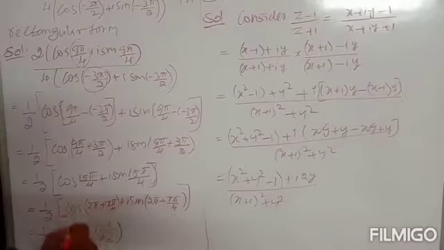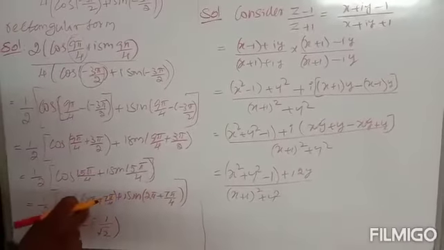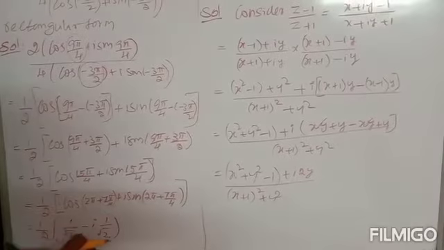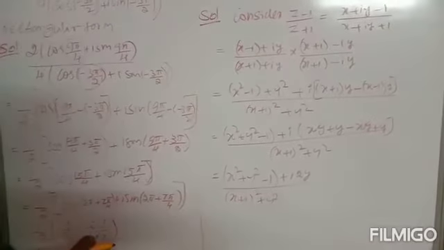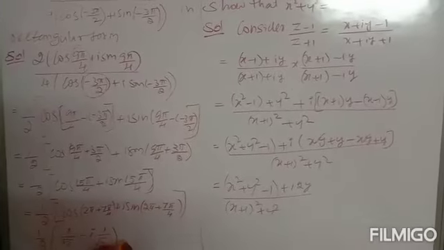But 7π/4 lies in the fourth quadrant. So cos of 7π/4 is 1/√2, and sin of 7π/4 is minus 1/√2. So 1/2 into (1/√2 - i into 1/√2). That is the rectangular form.